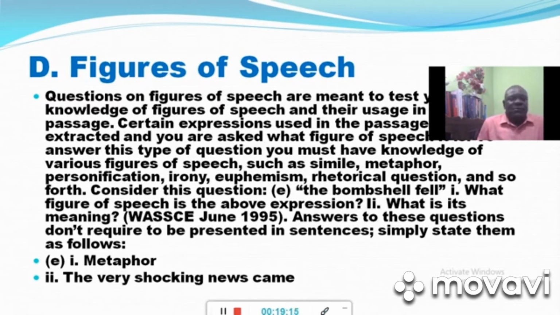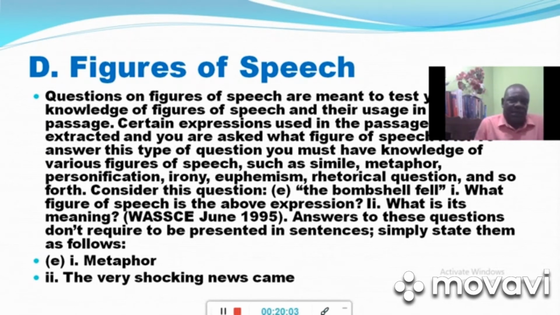Now, we have to look at the expression to figure out what figure of speech it is. And when you look at the expression, the bombshell fell, you will understand that it is connotative in its meaning. It's not referring to a particular bomb. It refers to something else. So we now discover that it is a figure of substitution, a situation where an expression is used to refer to something else or to stand for something else.